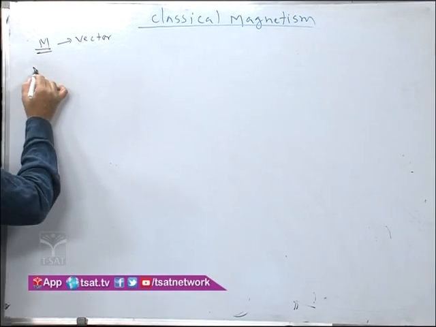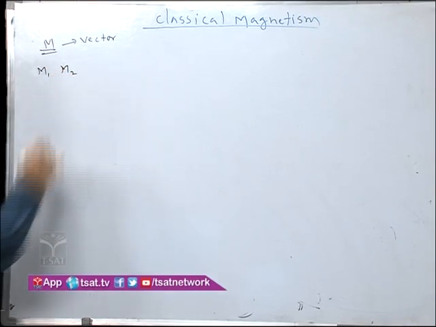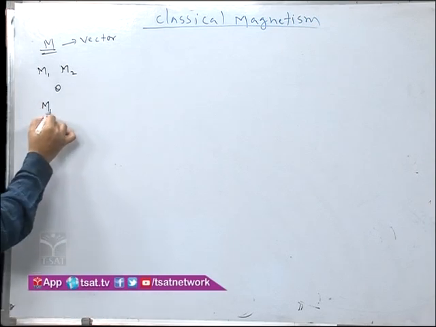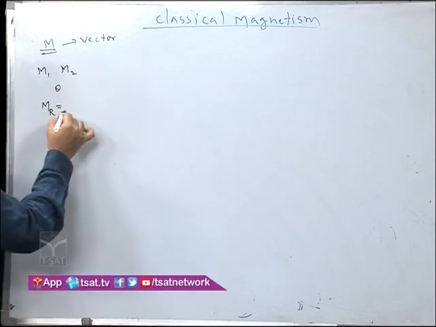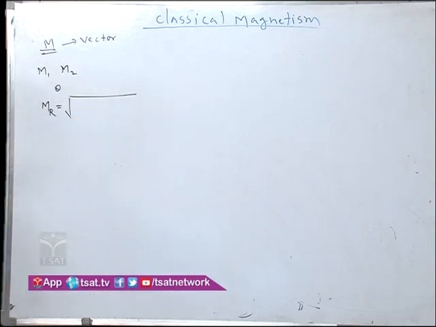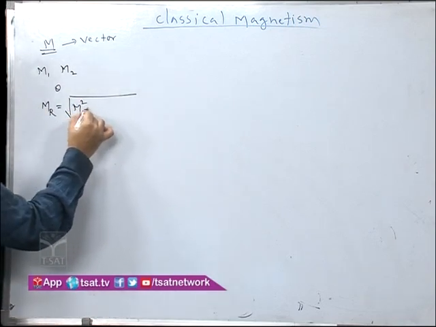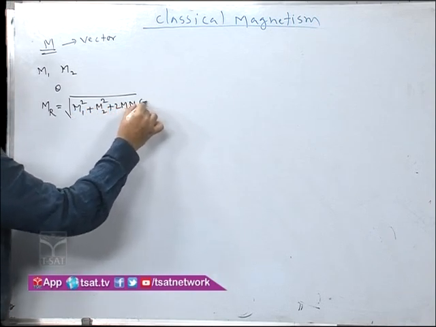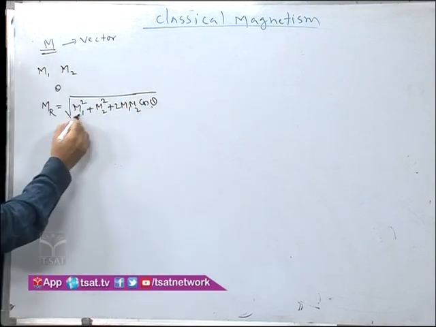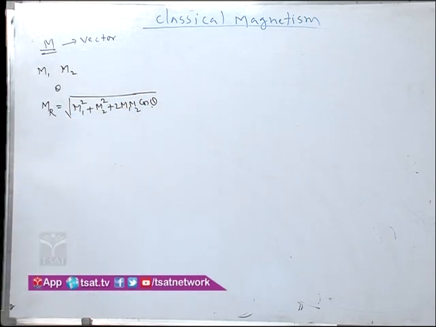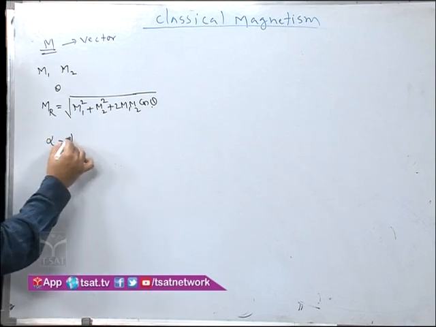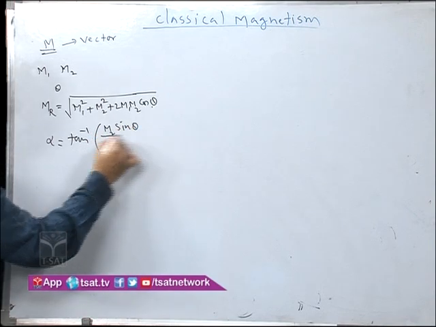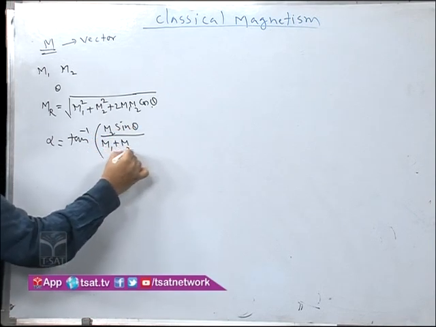Suppose there are two vectors, m1 and m2. The angle between the two vectors is theta. Then what about the resultant magnetic moment? According to the parallelogram law of vector addition, it is the root of m1 square plus m2 square plus 2 m1 m2 cos theta. What is theta? The angle between the two vectors. The resultant is in the direction of tan inverse of m2 sin theta by m1 plus m2 cos theta.